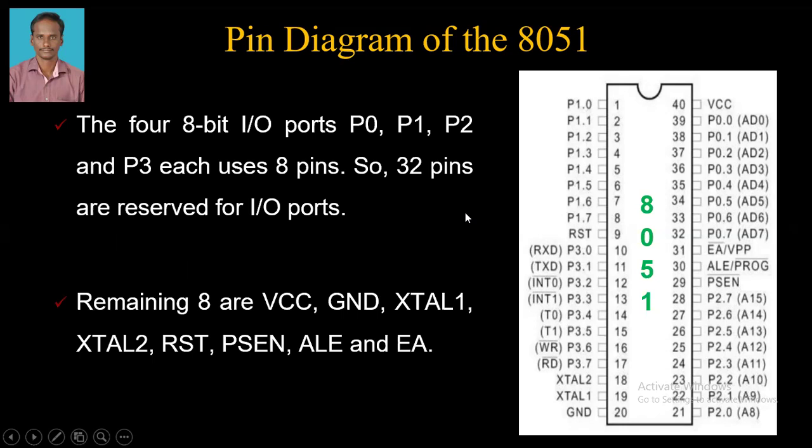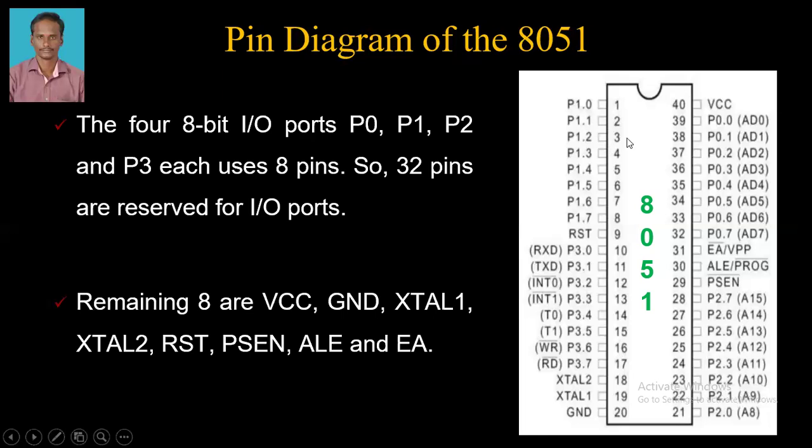This 8051 microcontroller with 40 pins has four 8-bit IO ports, namely P0, P1, P2, and P3. Each port uses 8 pins. So totally 32 pins are reserved for IO ports out of 40 pins. The remaining 8 pins are used for VCC, ground, XTAL1, XTAL2, reset, PSEN, ALE, and EA.